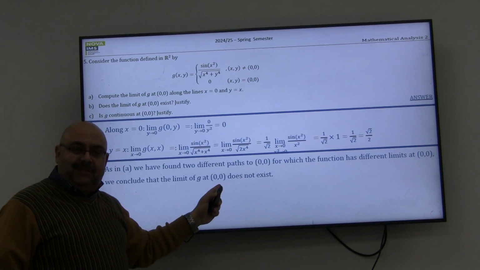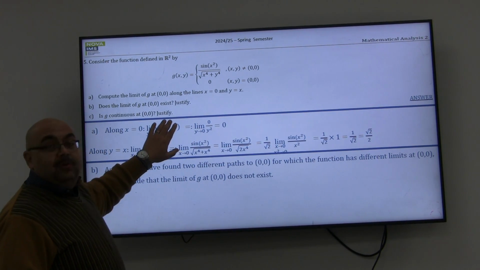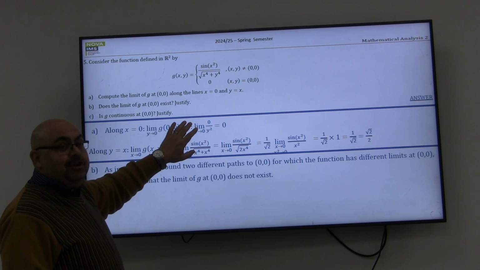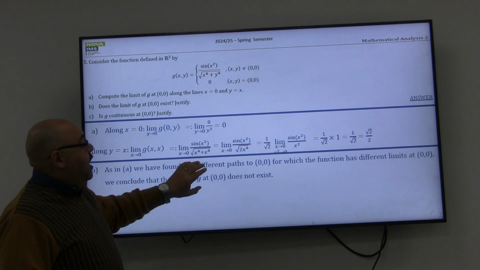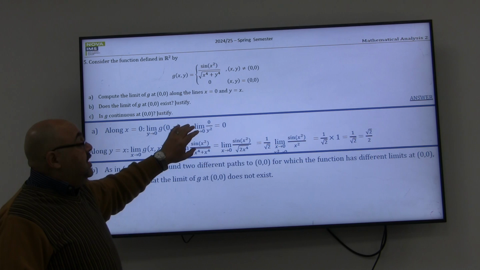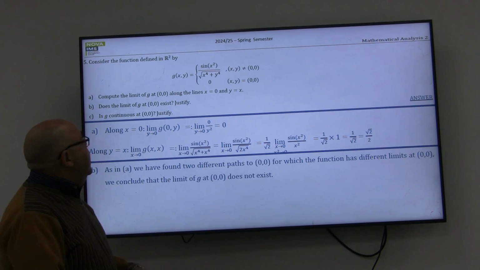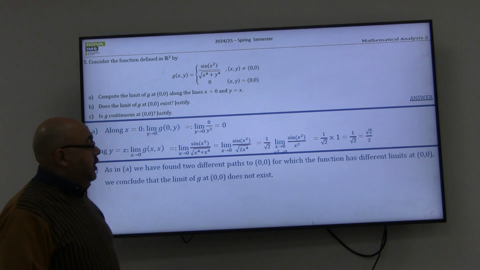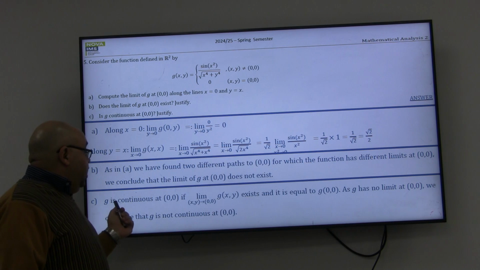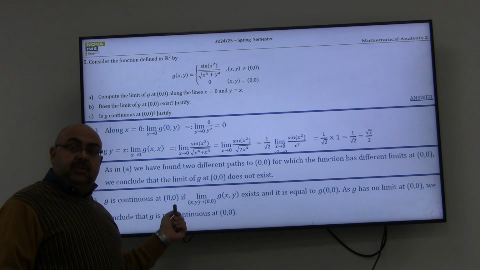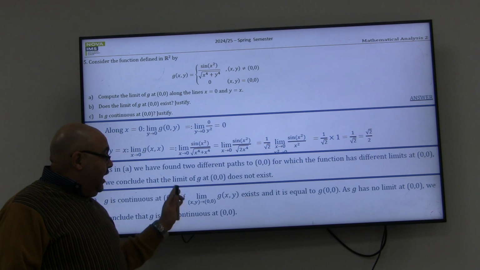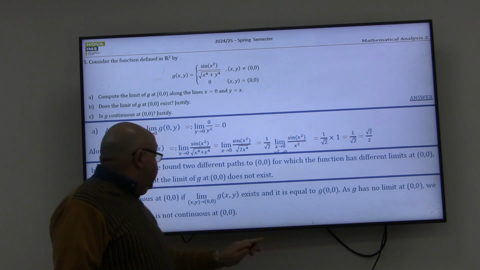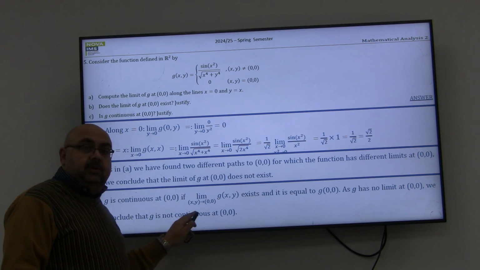So it doesn't exist. Now he gave you the way, Adam, to use the directional methods. Then he gave you a mark here. Then he asked you what that relation or result stands for, another mark. And he asked you, is g continuous at the origin? Justify. The limit of the function, as you can see, exists and is equal to g of 0, 0, but g has no limit at the origin, so we conclude that g is not continuous at the origin.